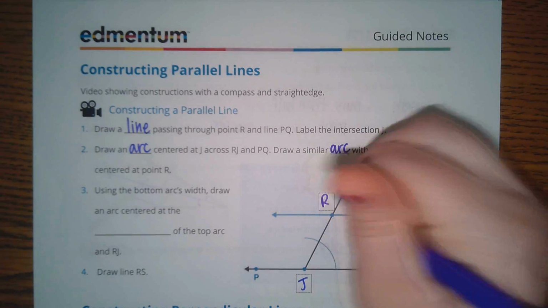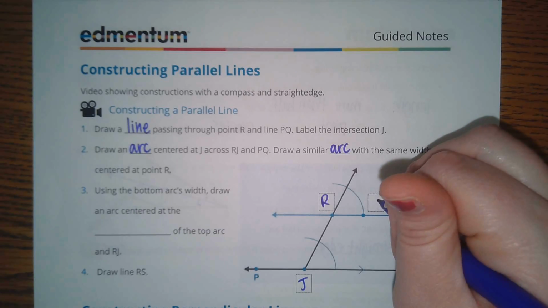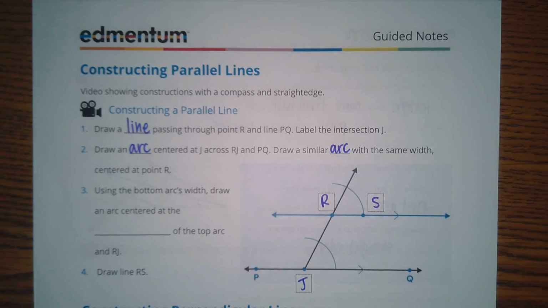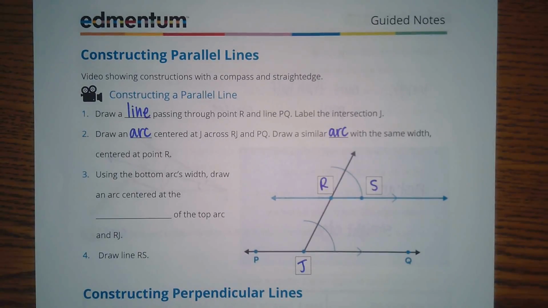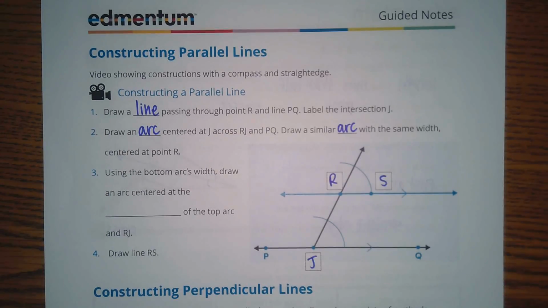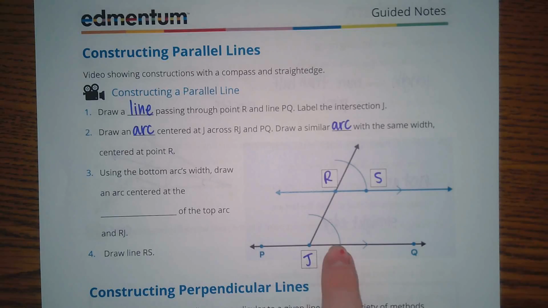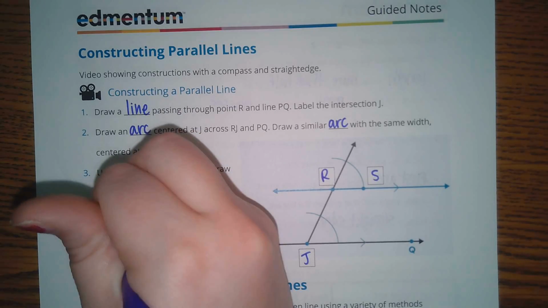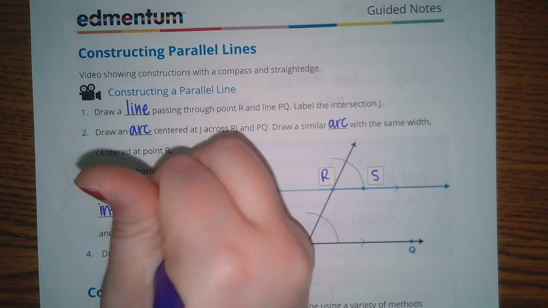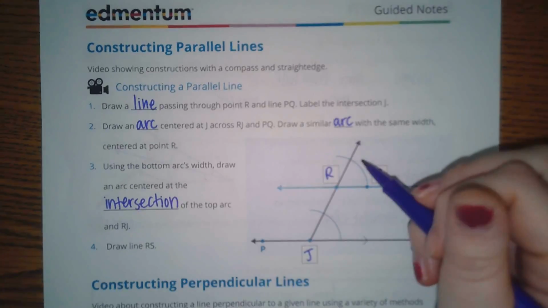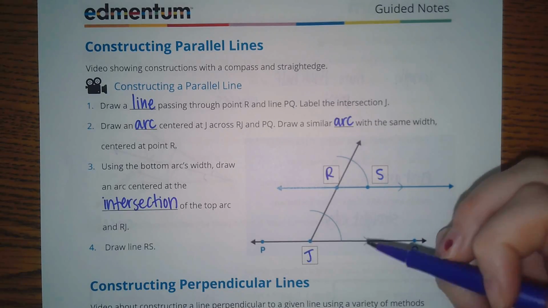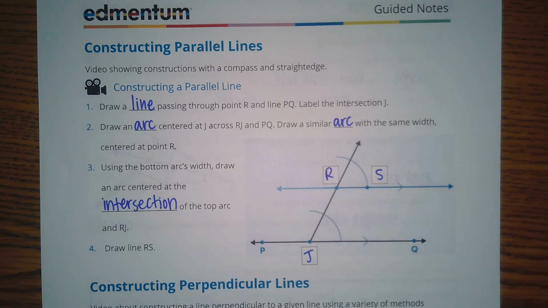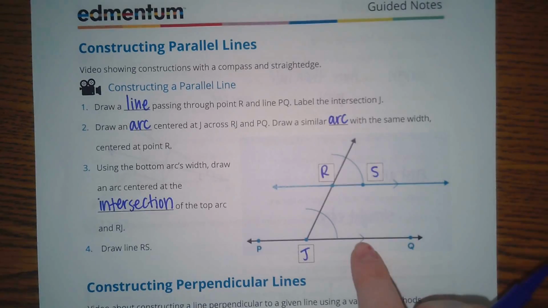So this is my point R, and this is my point S, which we will come up with in a little bit. So that's my point R. Then we're going to use the bottom arc's width, so it's the width down here. We're going to draw an arc centered at the intersection of the top arc and RJ. And then we're going to draw this line RS, and we can see that these two lines are now parallel with one another.